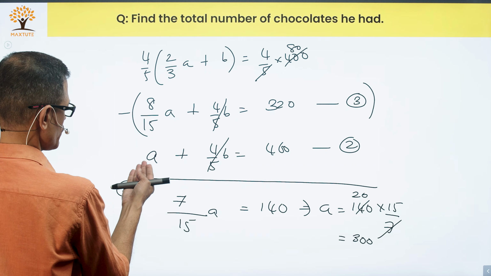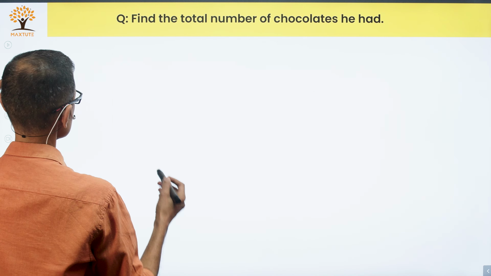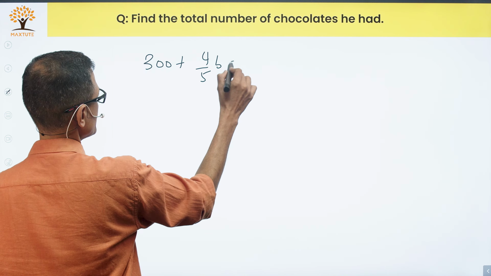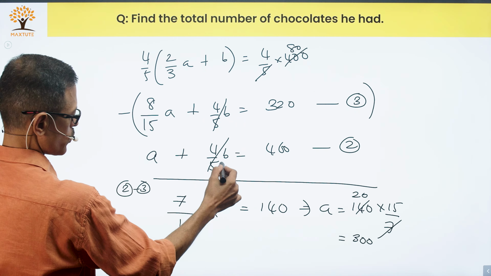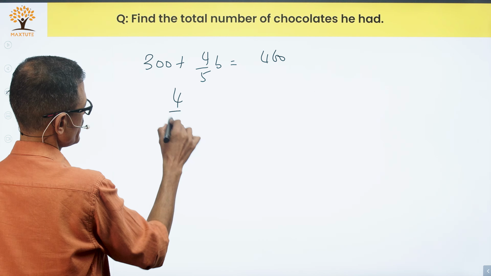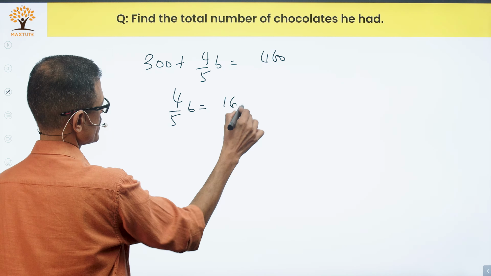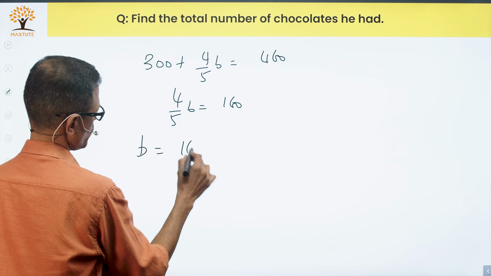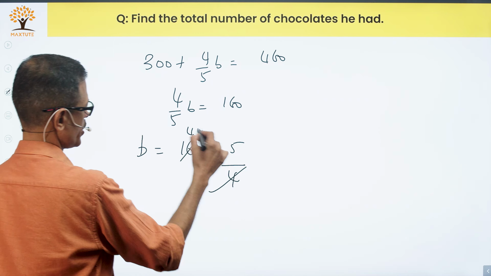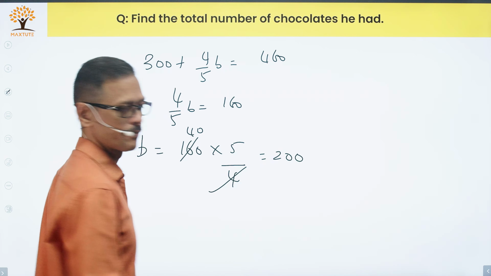Substitute A as 300 in one of these equations. We'll do it here. So this is 300 plus 4 by 5B is equal to 460. 4 by 5B is equal to 160. B is equal to 160 into 5 divided by 4, cancels out as 40, or B is equal to 200.